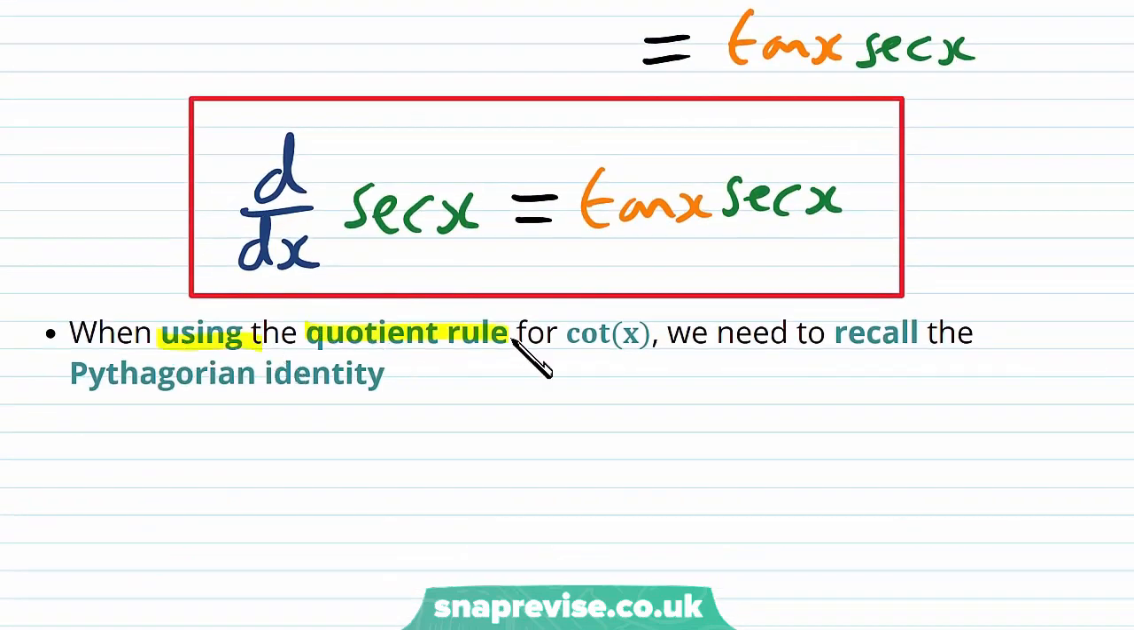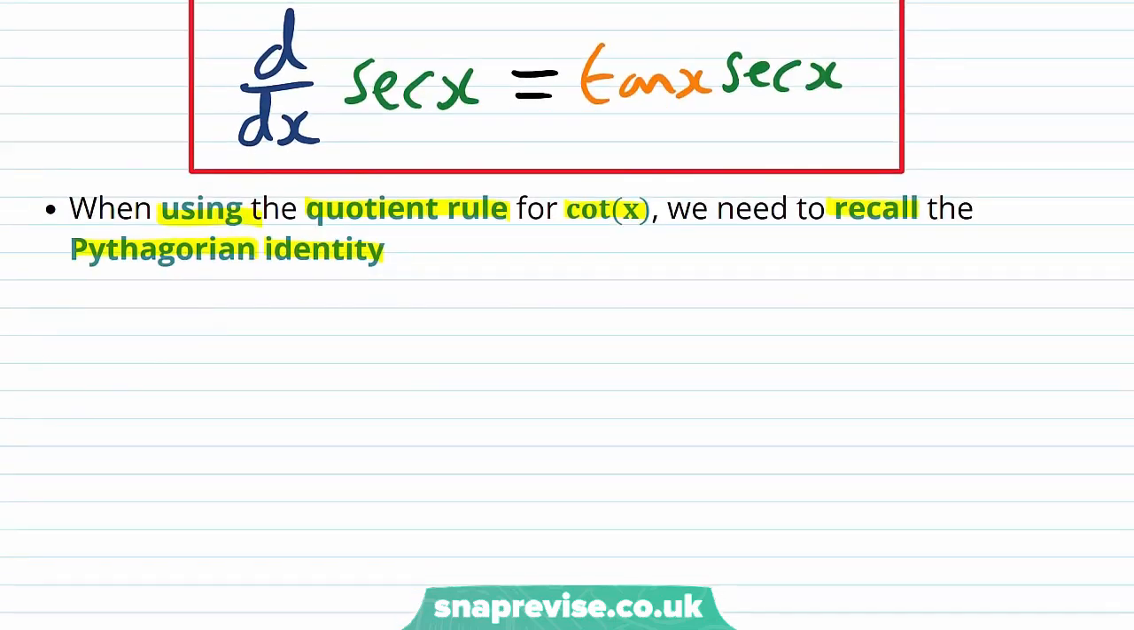When using the quotient rule for cot of x, we need to recall again the Pythagorean identity. In particular, again, that the cosine squared of x plus the sine squared of x is equal to 1.